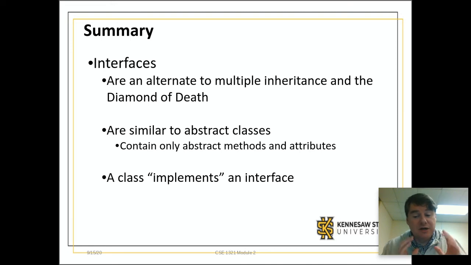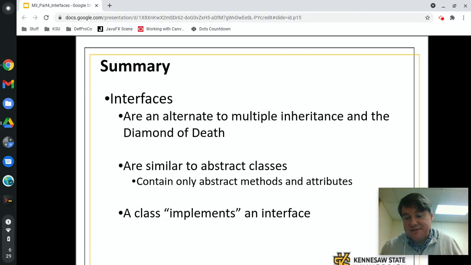So to review, in a concrete class, no methods are abstract. In an abstract class, at least one method is abstract, but there can be a mix of abstract and concrete methods. In an interface, all methods are abstract. There can be no code in there that you're actually using. All right, so that is the summary of interfaces.